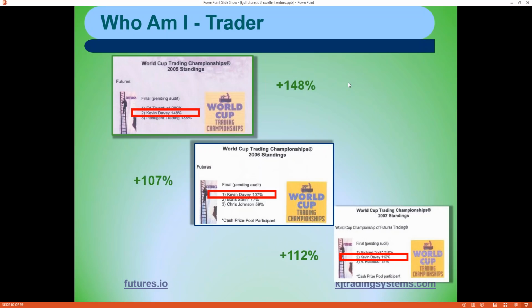Here's some of my trading performance. I was able to finish first or second in a worldwide trading contest 3 years in a row. So, I practice what I preach, and I'm able to have had success with it. And the cool thing is I've been able to teach this to other people too.